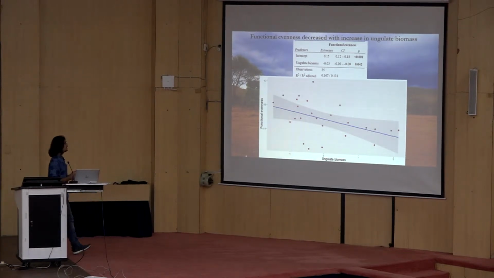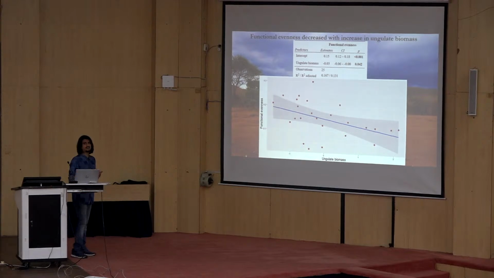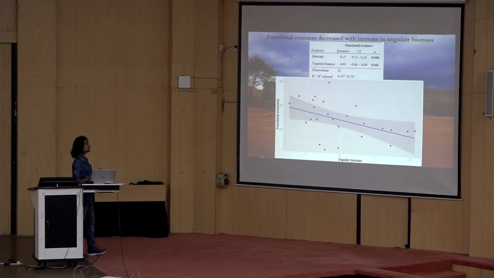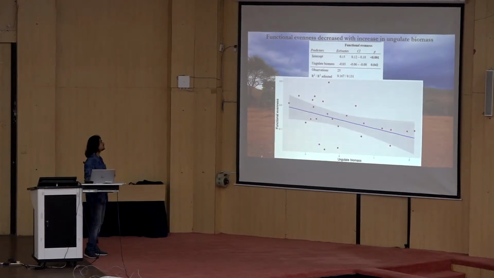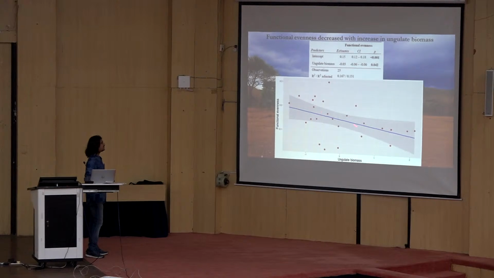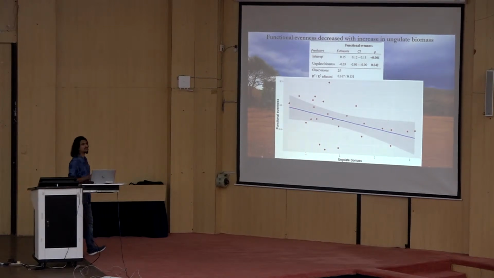For functional evenness, we saw that grazing parameters has a significant effect on functional evenness with a p-value of less than 0.05, and the adjusted R square value was 0.13, which means that grazing parameters showed a 13% effect on functional evenness. The model here represents the regression line of grazing parameters, and the points represent the functional evenness of the plots across the grazing gradient.